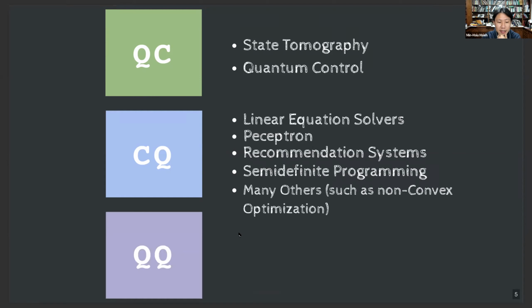And then this final category probably has fewer people working in this domain. In this case, the input is quantum and the algorithm is also quantum. So an example would be to identify whether a given quantum state contains entanglement or not. We will have an example for that later.